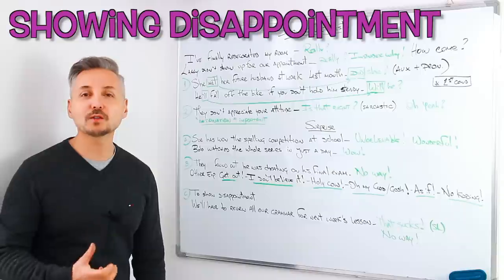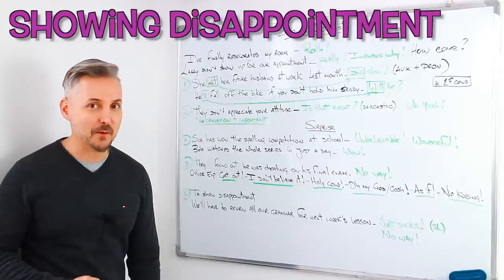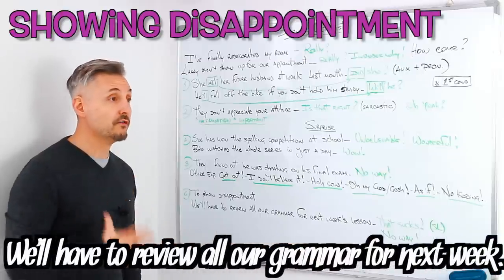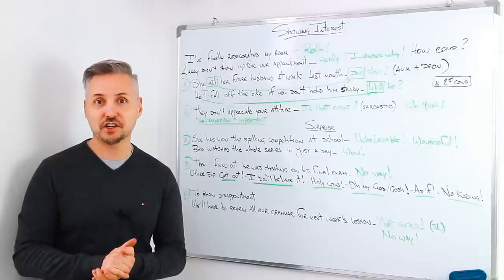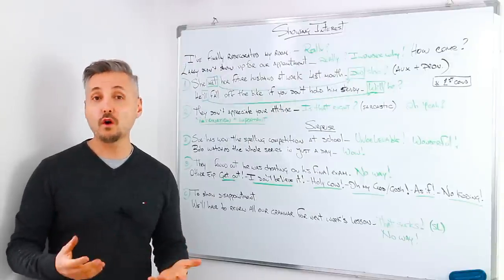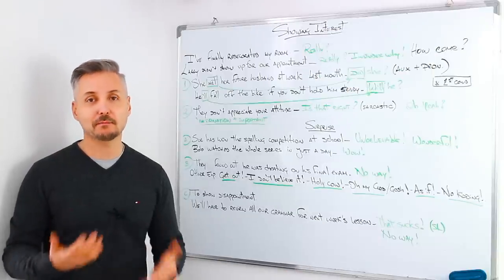Now, we have also expressions to show disappointment. Let's look at this example. We'll have to review all our grammar for next week's lesson. That sucks. Yes, I used a slang expression, "that sucks." Or you can use "no way" to show disappointment.